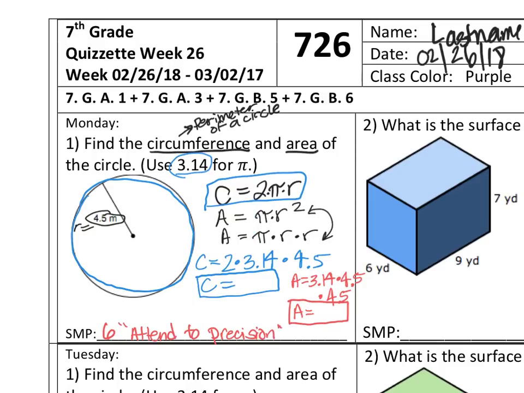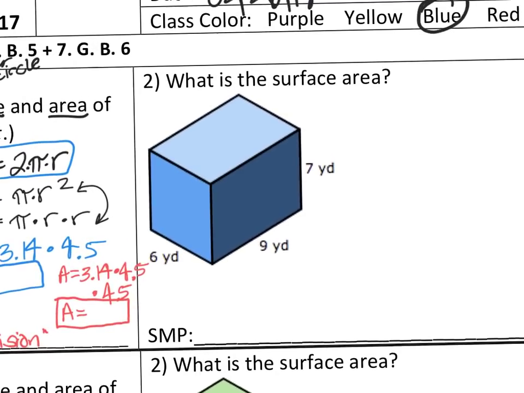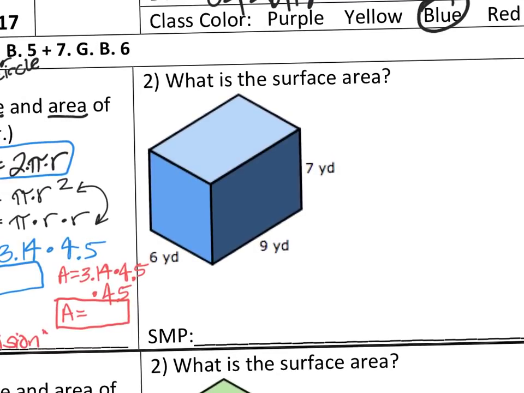Number 2 reads, what is the surface area? When you think of surface area, I want you to think of wrapping a gift and the exterior of a shape or a geometric figure. Here we have a rectangular prism. The rectangular prism has 3 types of sides.